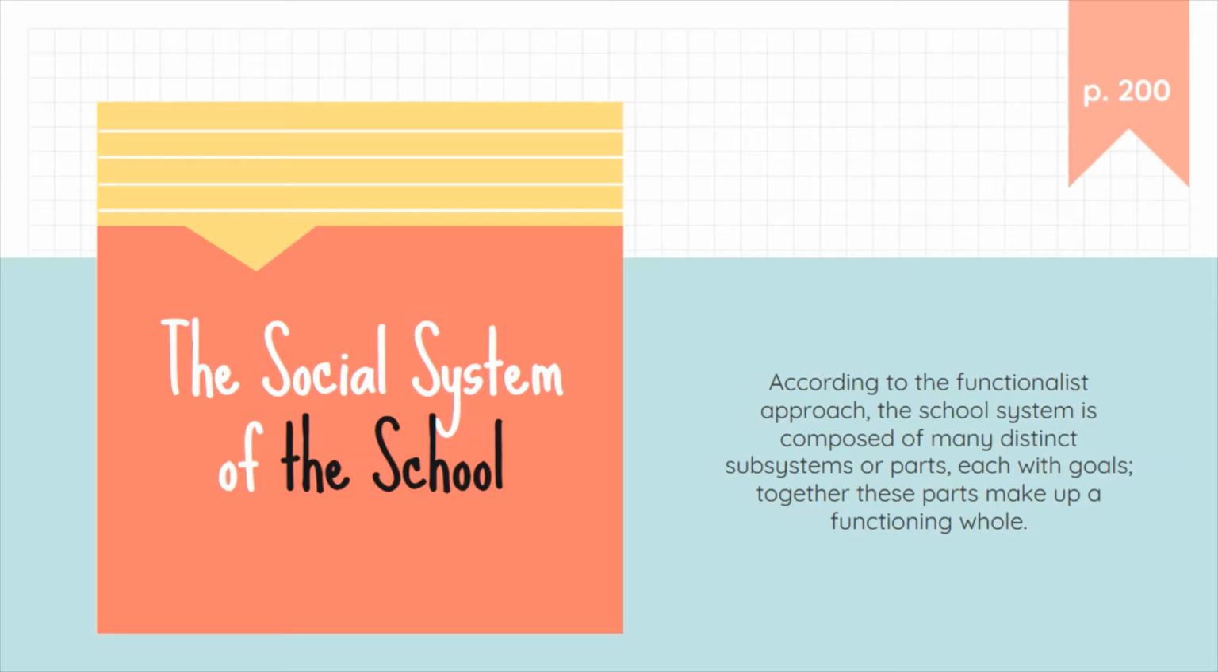The social system of the school. According to the functional approach, the school system is composed of many distinct subsystems or parts, each with goals. Together these parts make up a functional whole. If one of these parts experiences a problem or breakdown or does not carry out its functions, other interdependent parts are affected. Each part is dependent on the others for smooth operation, for materials or resources, and even for its existence.